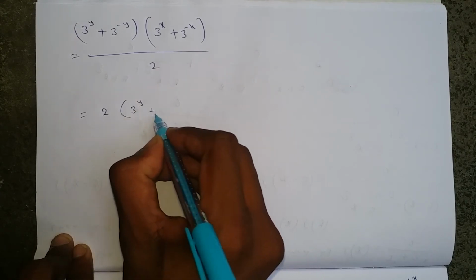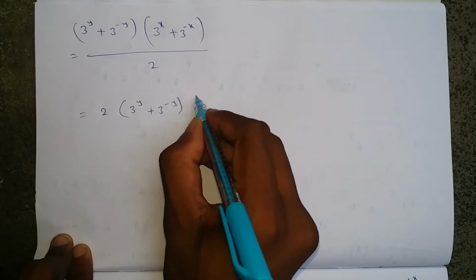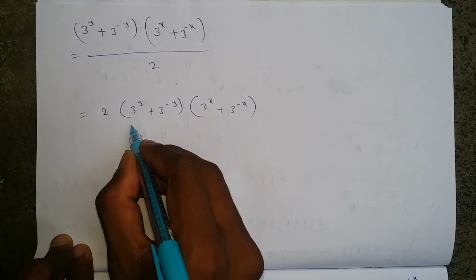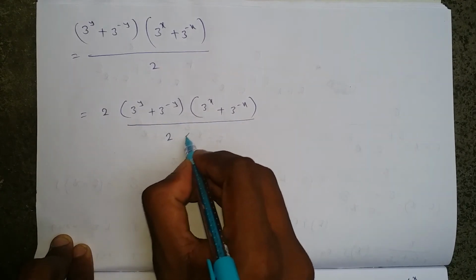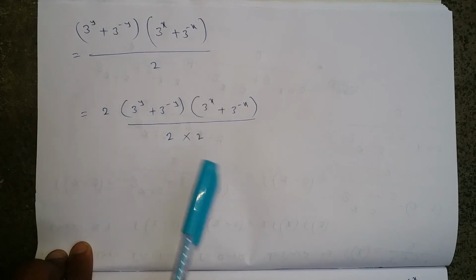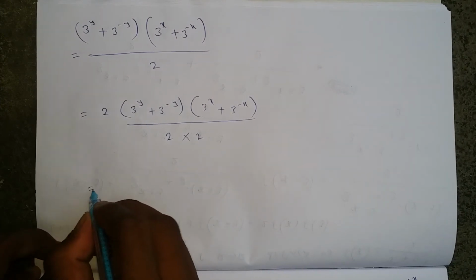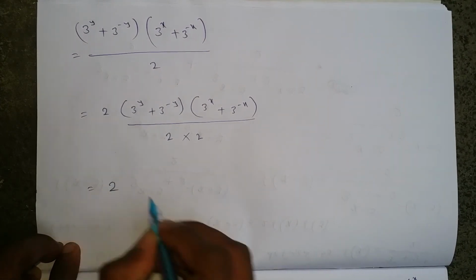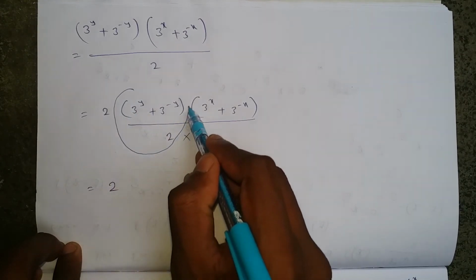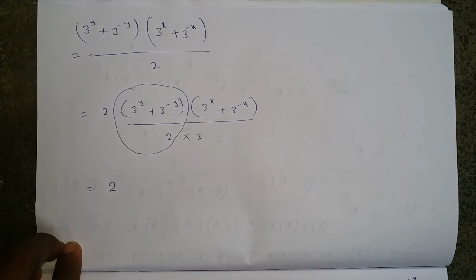2 into 3 power y plus 3 power minus y into 3 power x plus 3 power minus x whole divided by 2 into 2. I am multiplying by 2 and dividing by 2. So now if we observe this clearly, this 2 outside as it is, 3 power y plus 3 power minus y whole divided by 2.